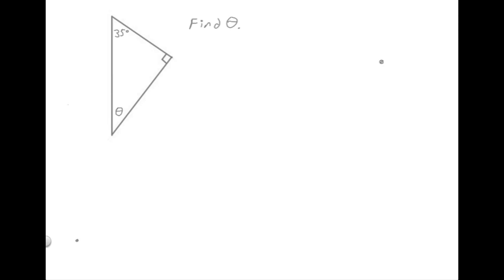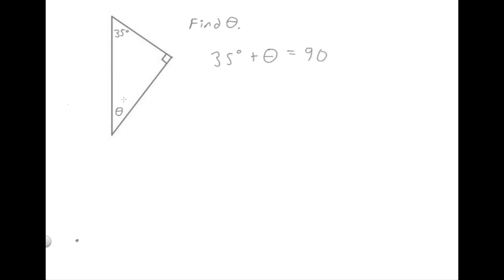Pause the video and try this problem. There's a couple ways to do this. The one I want to focus on is we know that all the angles here add up to 180. But doesn't that mean that these two angles add up to 90, right? Because this is already 90. If this is already 90 degrees, there's 90 degrees left for the other two angles. So these two have to add up to 90. So we can say that 35 degrees plus theta equals 90.